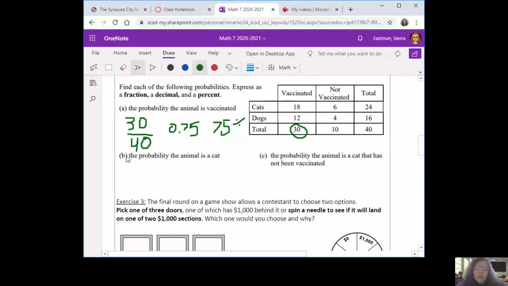Okay. Then we need the probability that the animal is a cat. Again, they're using the sample space of all animals, and then they only want the cats. There are 24 total cats. Put 24 on top. I'm actually going to use my calculator to figure out this decimal. 24 divided by 40 is 0.6, which would make it 60%.